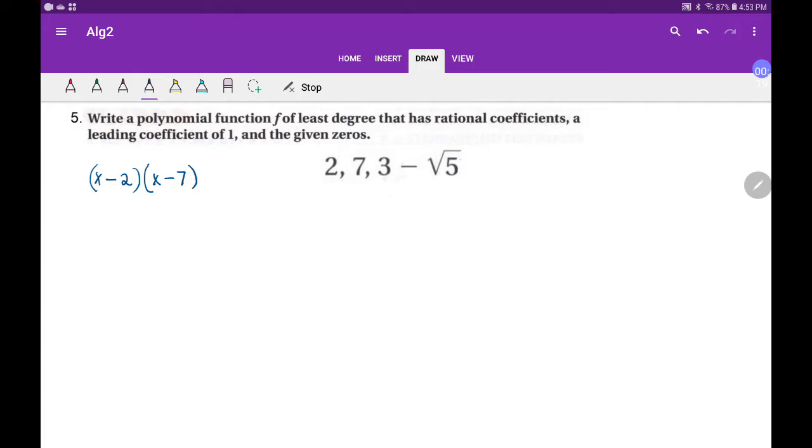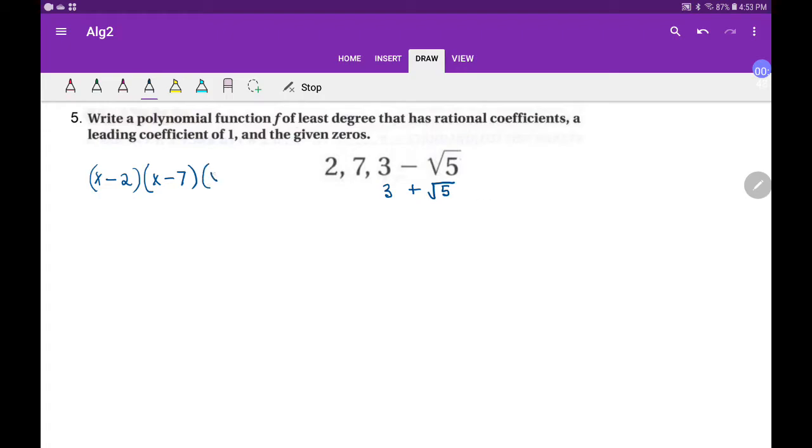And then 3 minus the square root of 5 means that I also have 3 plus the square root of 5. Because if I have an irrational root, like this one, the square root of 5 goes on forever. I can't say it's 2.24 or something. It goes on forever, it never quits. So it's irrational. So if I have an irrational root, I know I have its conjugate as well.